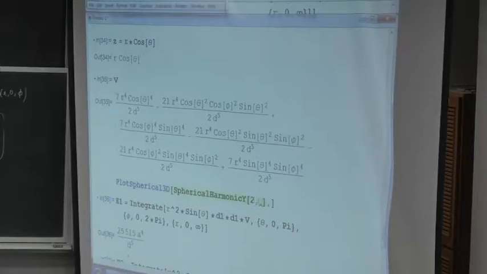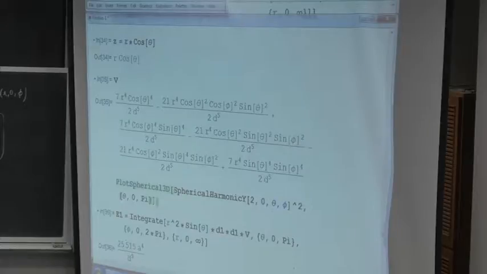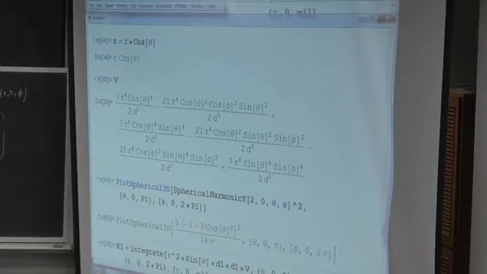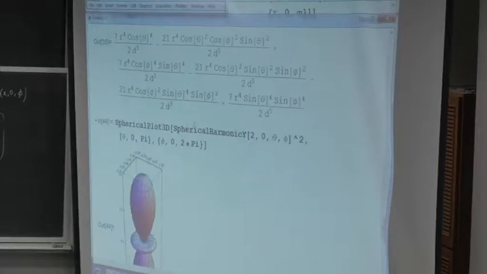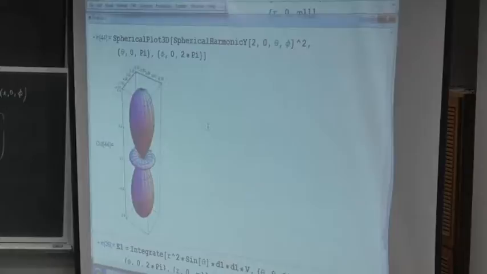Let's plot the dz square spherical harmonic of theta and phi, multiplied with itself, where theta goes from 0 to pi and phi goes from 0 to 2 pi. This is just the plot of the spherical harmonic, the angular part of the wave function. Spherical plot. Okay, this is the dz square orbital, the probability density of it.